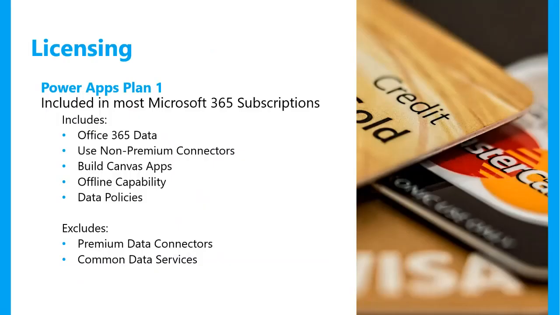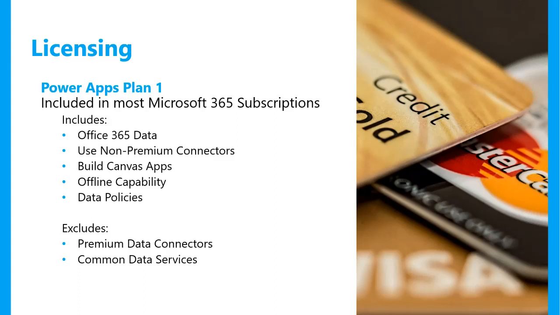So then we come on to licensing. With our licenses, we have Plan 1, which is included in most of the Microsoft 365 subscriptions. This includes all of the Office 365 data, so being able to interact with SharePoint, OneDrive, emails and Outlook, Microsoft Forms, like I was just showing before, and basically use of all the non-premium connectors.